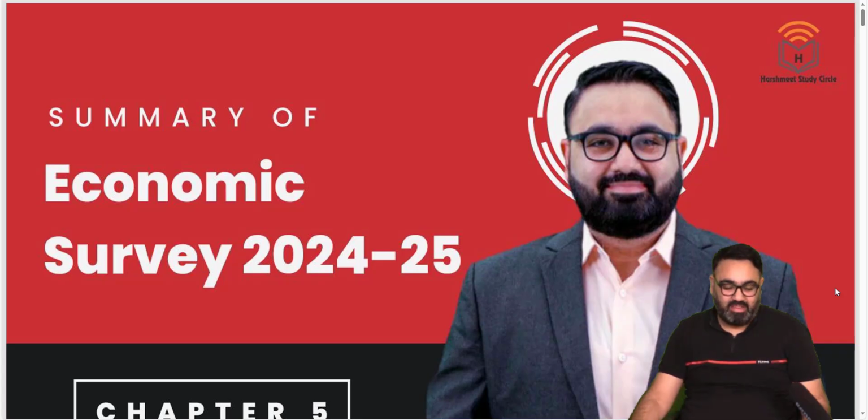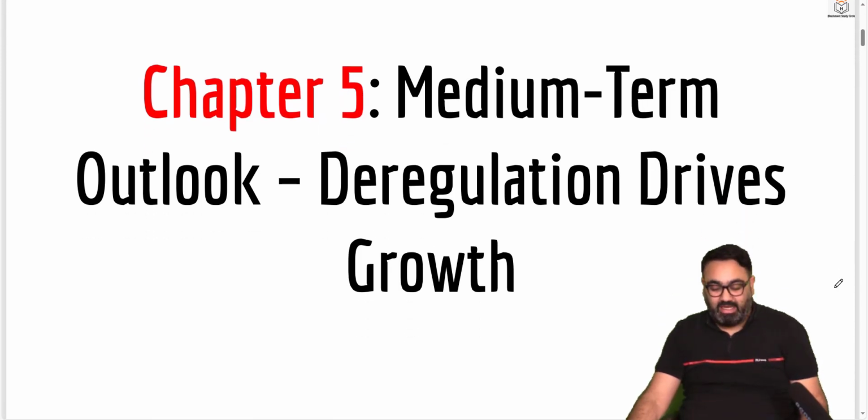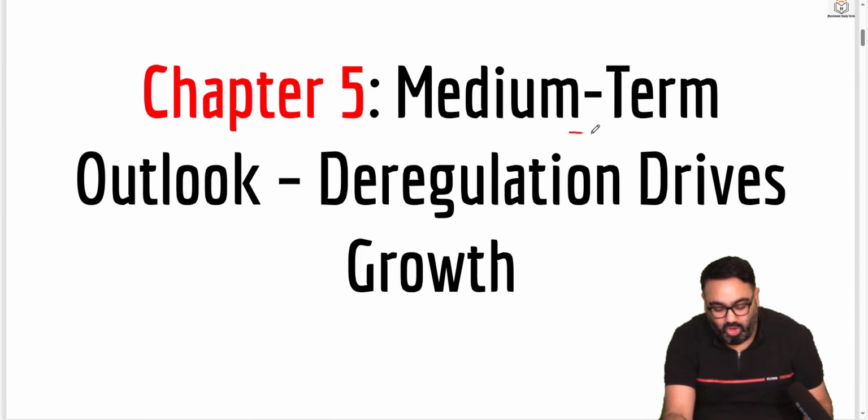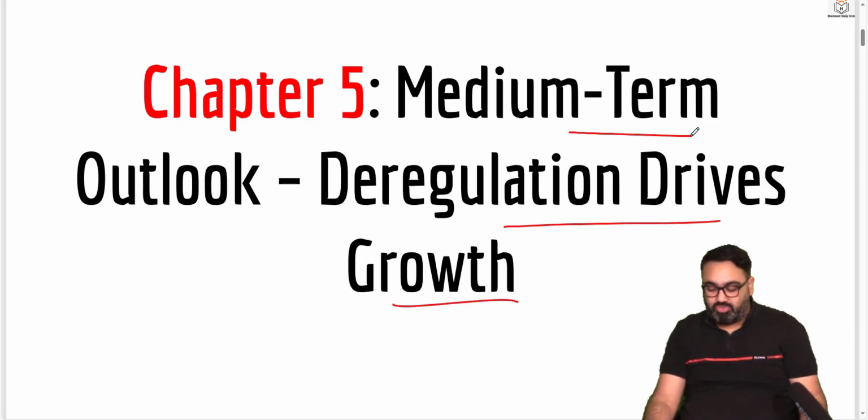Let's begin then with chapter number 5 and its summary. Chapter number 5 is titled Medium Term Outlook, Deregulation Drives Growth. As the name suggests, it talks about what exactly is the government's aim for India in the medium term. Medium term means not immediately in the next 1-2 years, and not after 20-30 years.